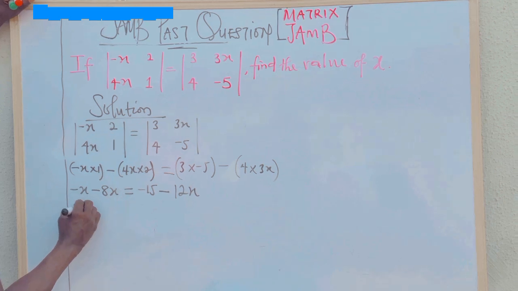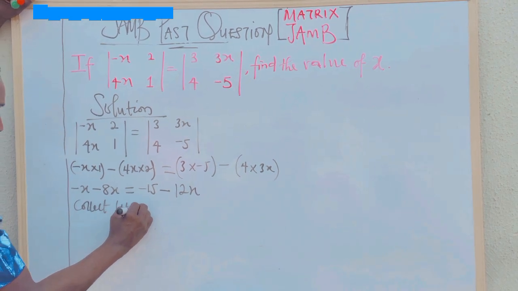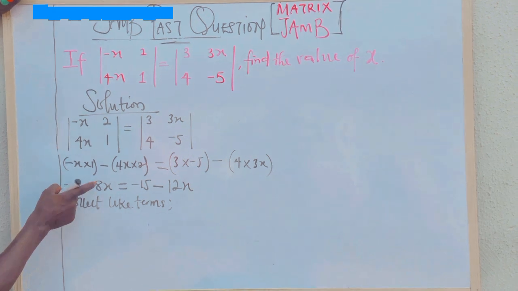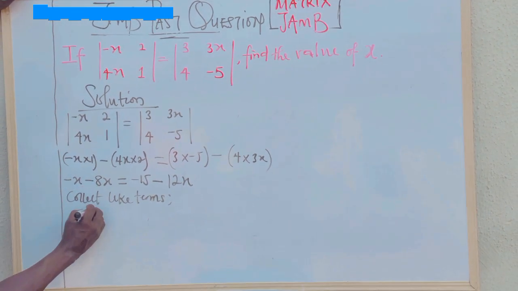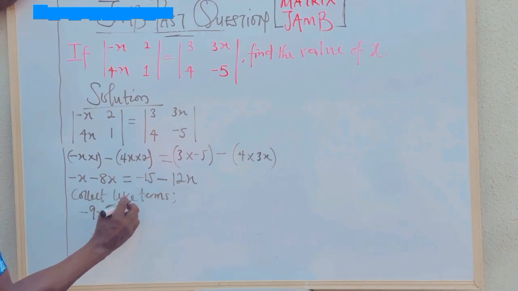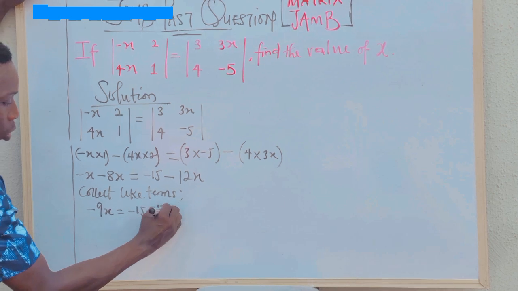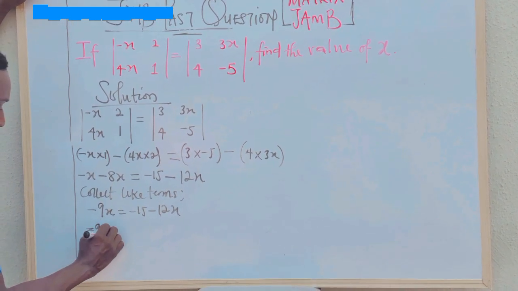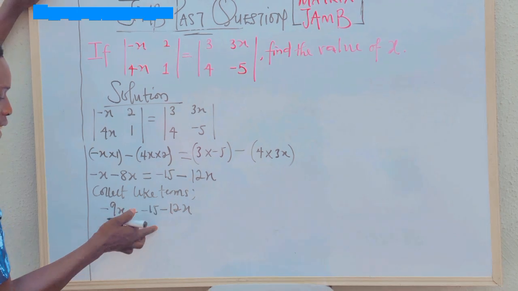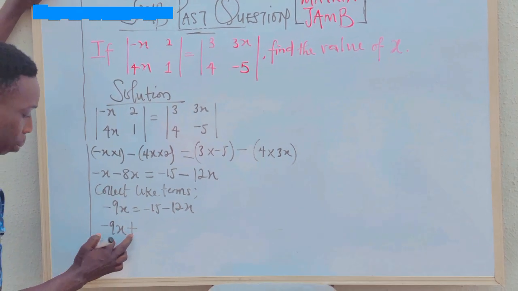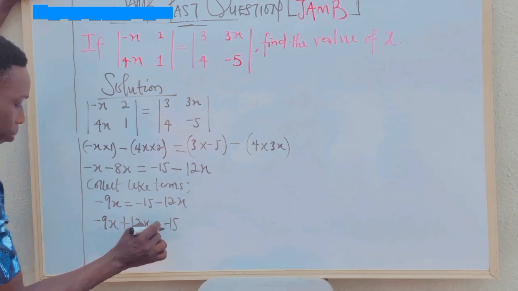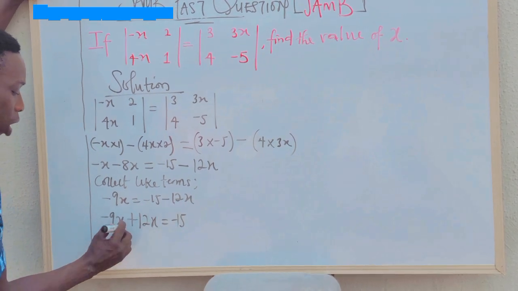Then from here you collect like terms. So from there we have minus x minus 8x will give us minus 9x, and this will give us minus 15 minus 12x. So this will come and meet this because they are looking alike. So we have minus 9x plus, when a negative sign is crossing an equal sign, it becomes a positive sign. So 12x equals minus 15.